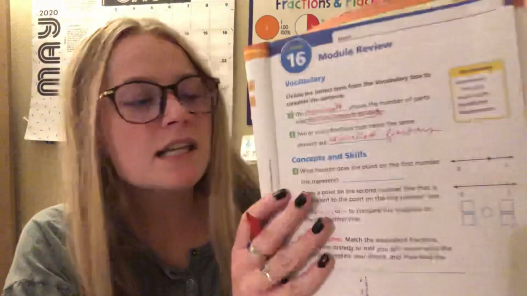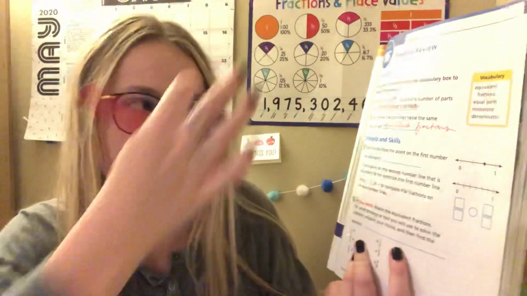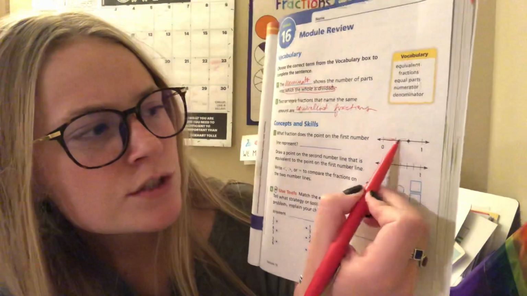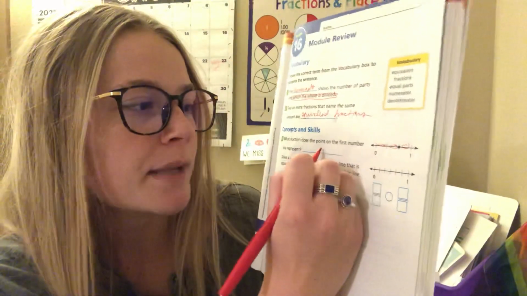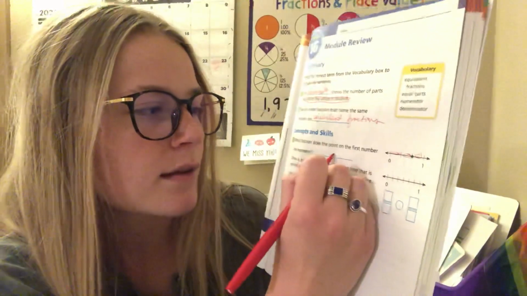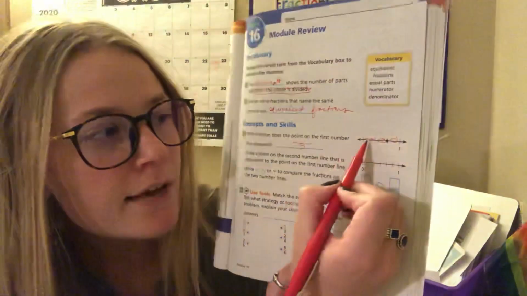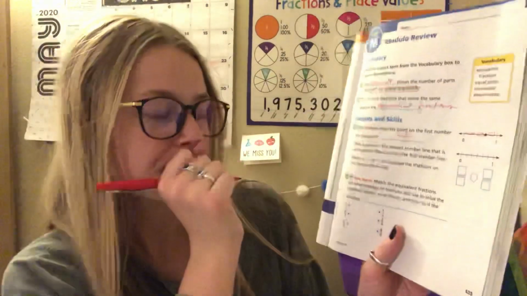All right, number 3 says, what fraction does the point on the first number line represent? Well, if we look at our number line, it is divided into 1, 2, 3 equal sections. So I know that my denominator is going to be 3. And then the point is after the 1, 2, the second line. So it's going to be 2/3.